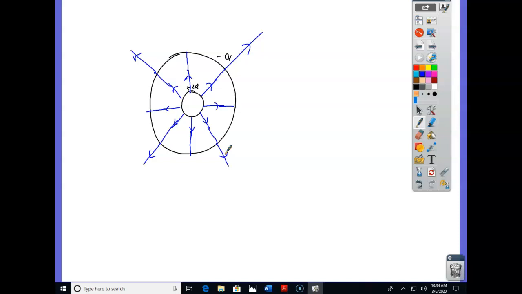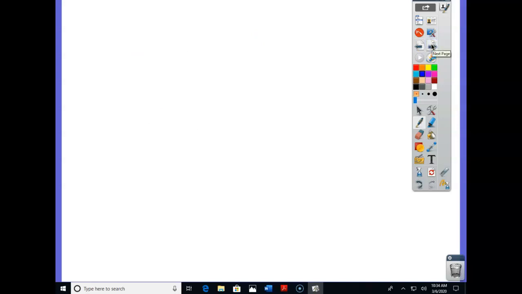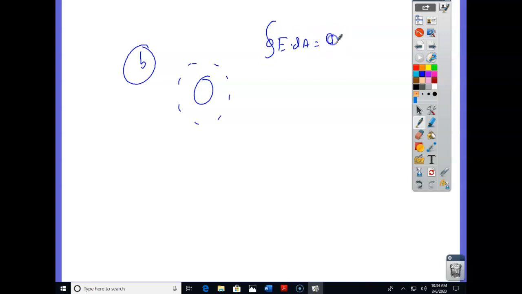All right, B. Gauss's law. Find the expression for the magnitude of the electric field between the two. So I'm going to draw my Gaussian shape. It's going to be a sphere in the middle. Because it's free response, I'm going to bother to write this down, just on the off chance this is one of my 2 points, and I don't want to lose that point. That'd be lame.